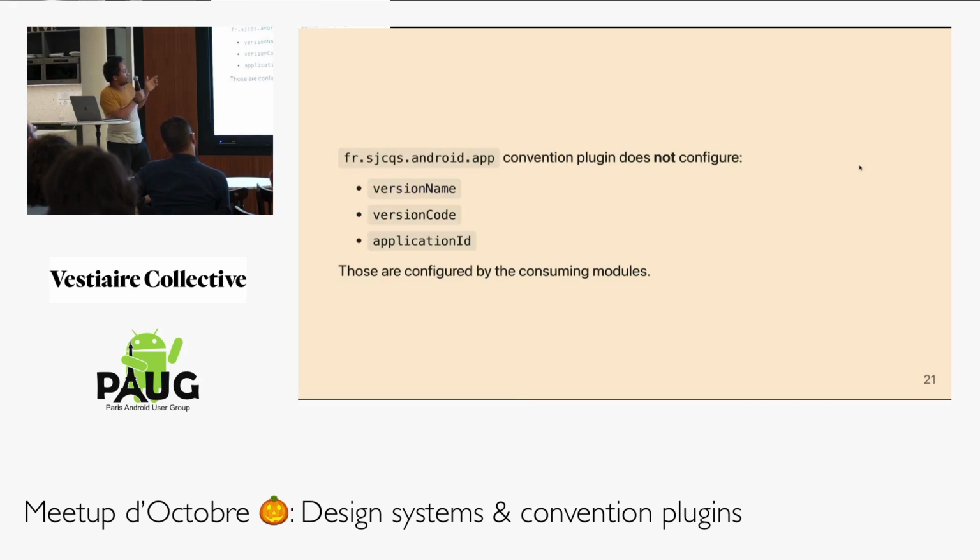Now, one thing to note also is that when I'm writing the app convention plugin, I'm not going to configure the version name, the version code, and the application ID, because those should be configured by the consuming modules.